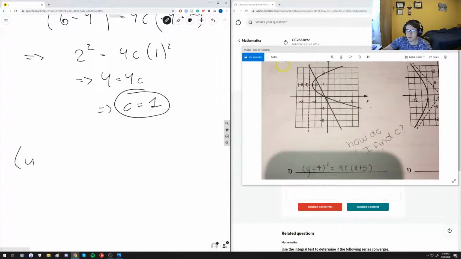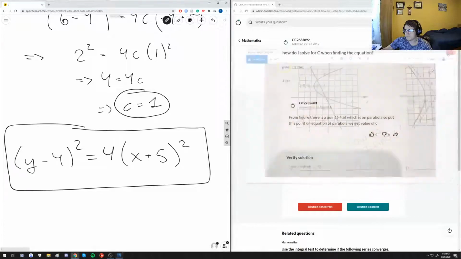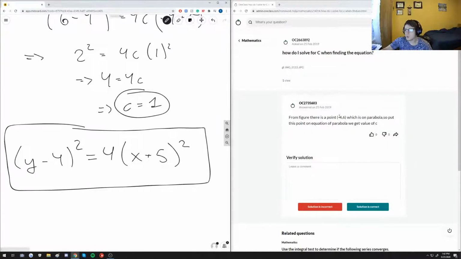So ultimately, our final equation of the parabola is going to be 4 times c, which is 1, so I'm just going to leave it as 4, times x plus 5 squared. So this is it right here. And this person also recommended to use the same point and get the value of c. After plugging in x comma y equals minus 4 comma 6, we solve for c and get c equals 1.